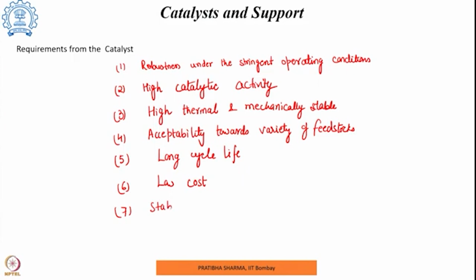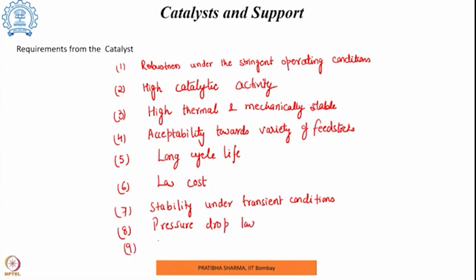It should also show stability under transient conditions, at the time of startup or shutdown. Under those transient conditions the catalyst should be stable enough. The pressure drop across the reformer should be lower in the catalyst bed, and its heat transfer characteristics should be good.